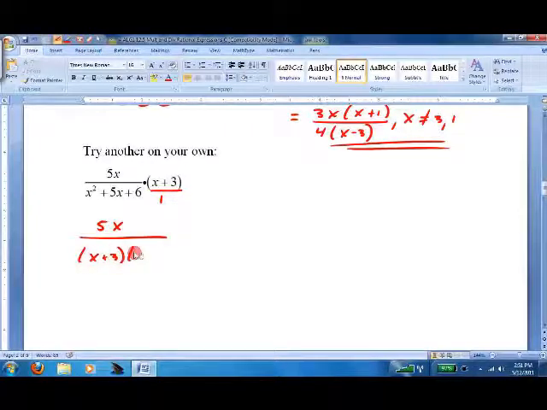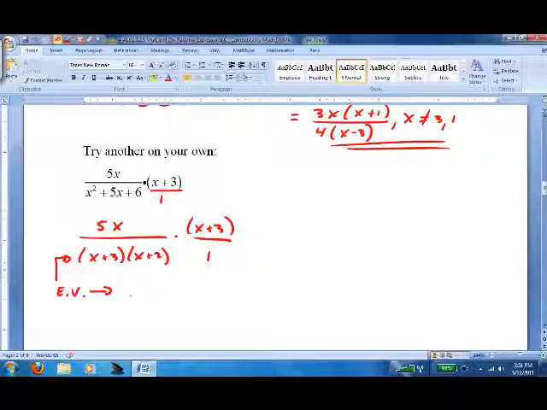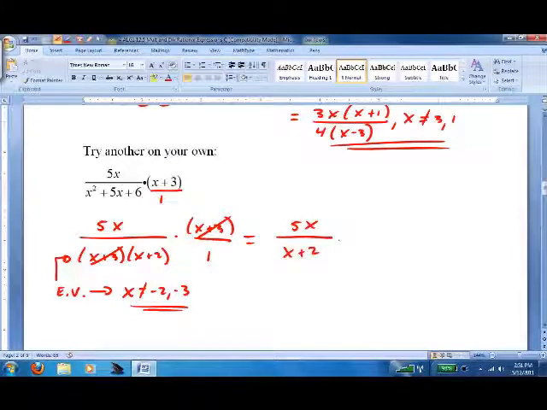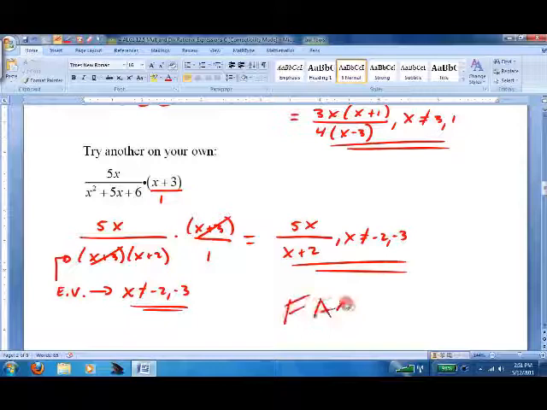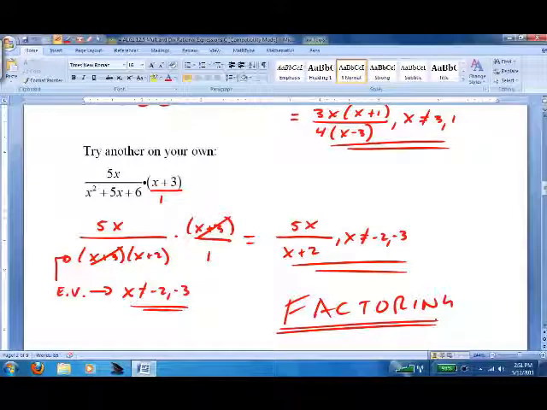X plus 3 times x plus 2, x plus 3 over 1. This is where I'll get my extraneous values, or pardon me, excluded values. X cannot equal negative 2 or negative 3. And then I'll write them in after I'm done. Cancel my x plus 3. 5x over x plus 2. X cannot equal negative 2 or negative 3. You may or may not have noticed that factoring is a pretty handy skill to have. And if you don't have it, you better go back and get it. Otherwise, you're going to spend a lot of time working out these problems.